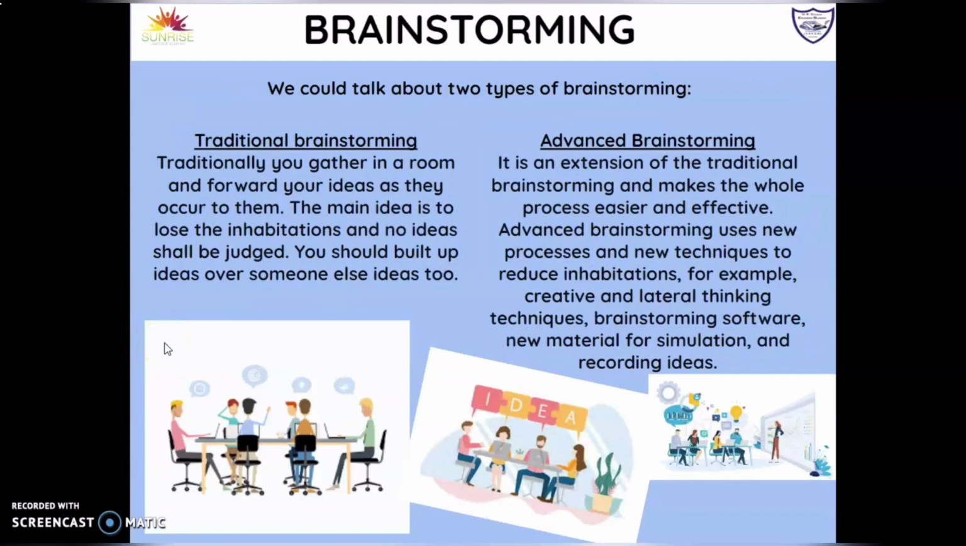We could talk about two types of brainstorming: traditional brainstorming and advanced brainstorming. In traditional brainstorming, you just gather in a room and start forwarding your ideas as they occur to you. The main idea is to lose your inhibitions, and no idea should be judged. You should build up ideas over someone else's ideas. Here, we're just gathering in a room and everyone is sharing their ideas. There is no order, there is no formality to it.